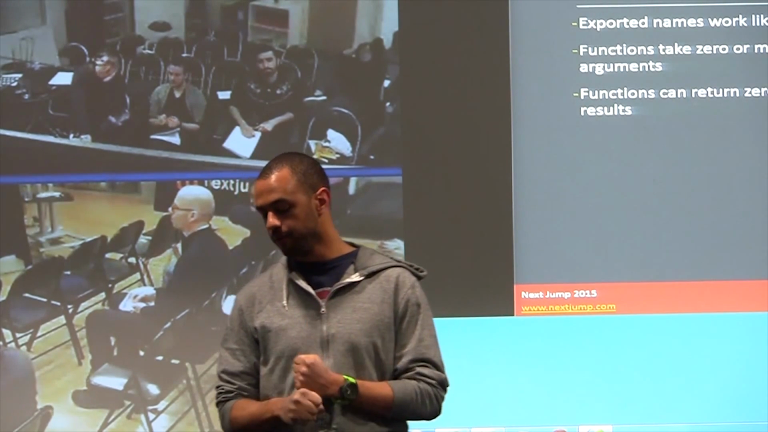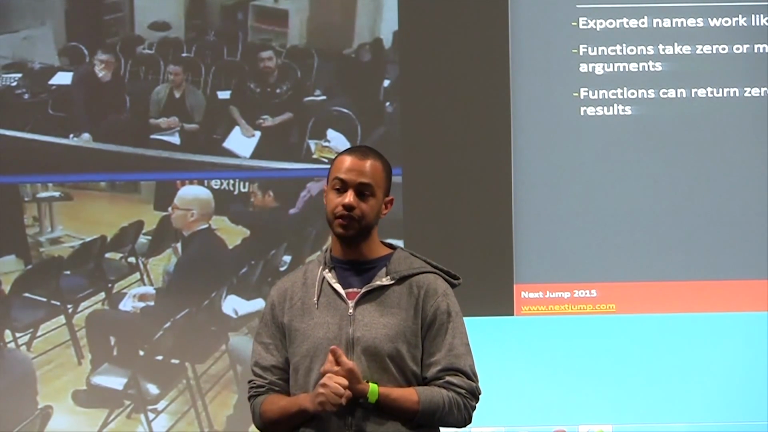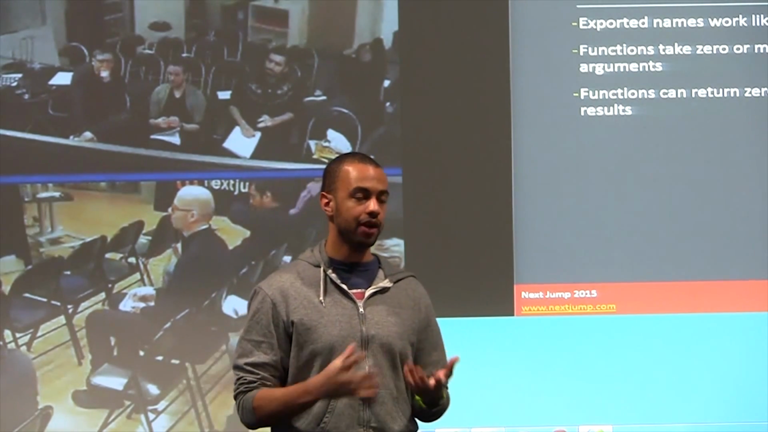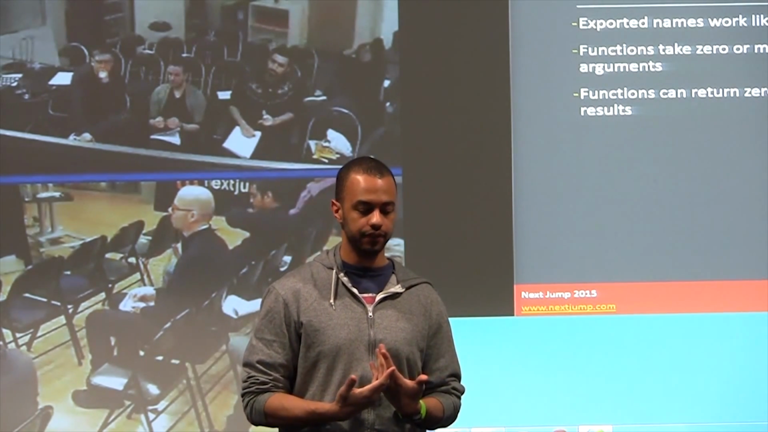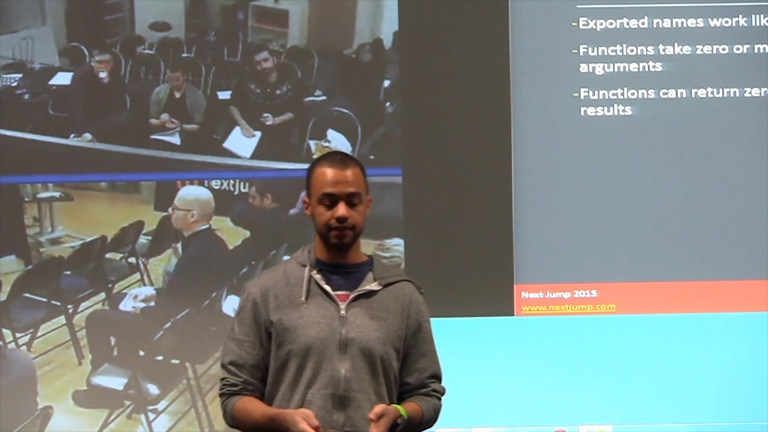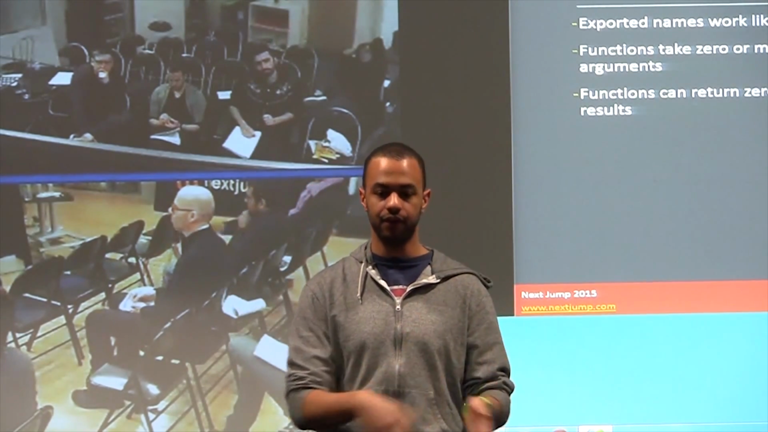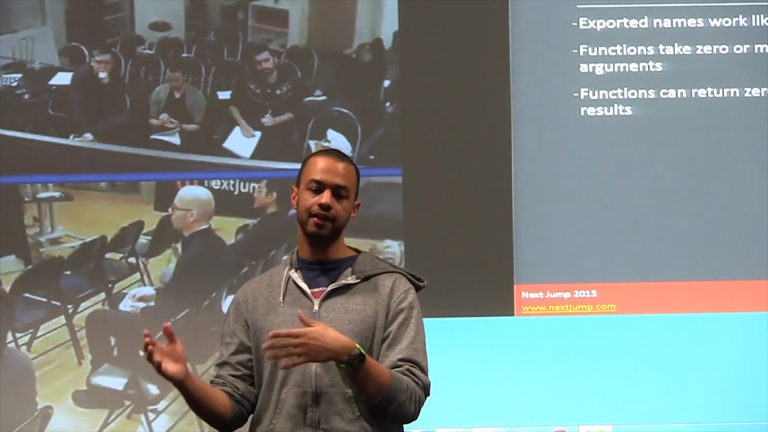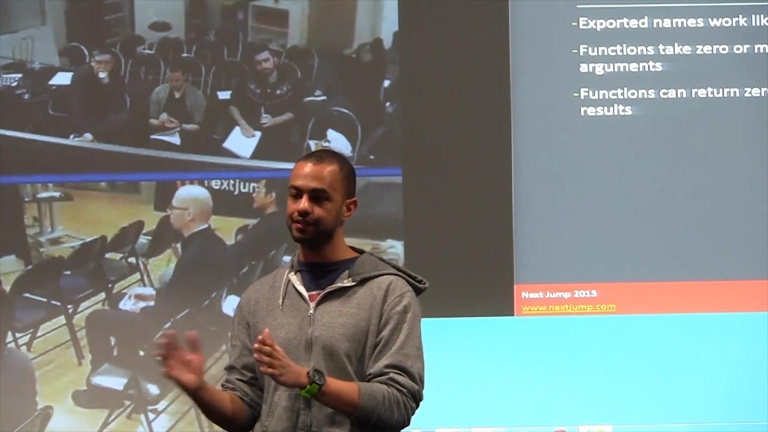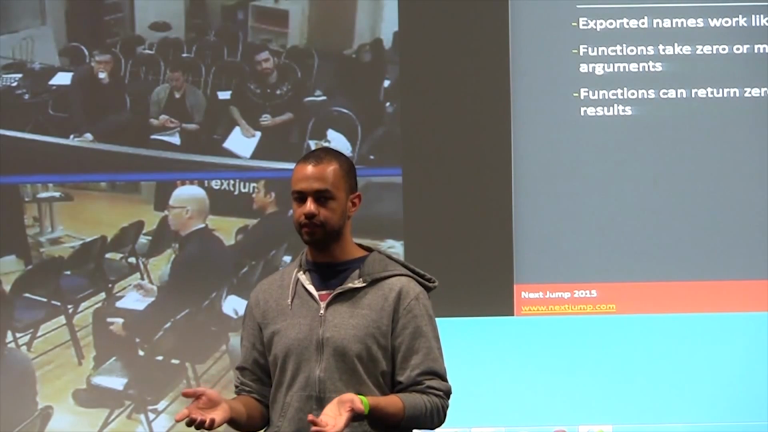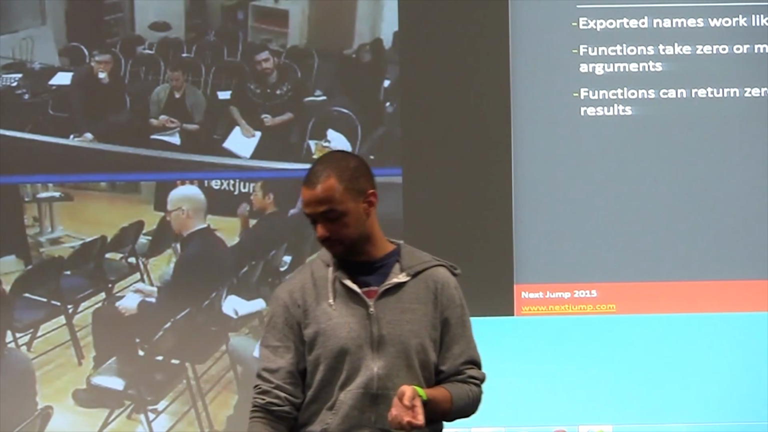They can take 0 or more arguments, and they can also return 0 or more arguments, which is interesting. The primary use case that I've seen of returning multiple arguments is you'll have a function that returns the value, and it will also return an error message, and then people will check and see if the error message has anything in it. If it does, then it throws the error. If it doesn't, then it continues on as expected. So that's a very common use case of multiple returns.